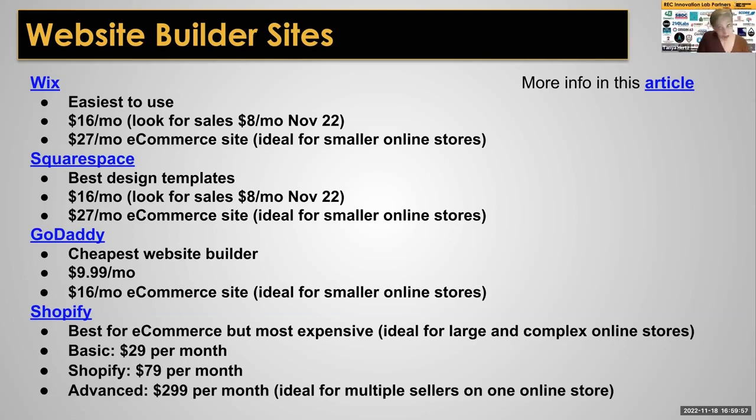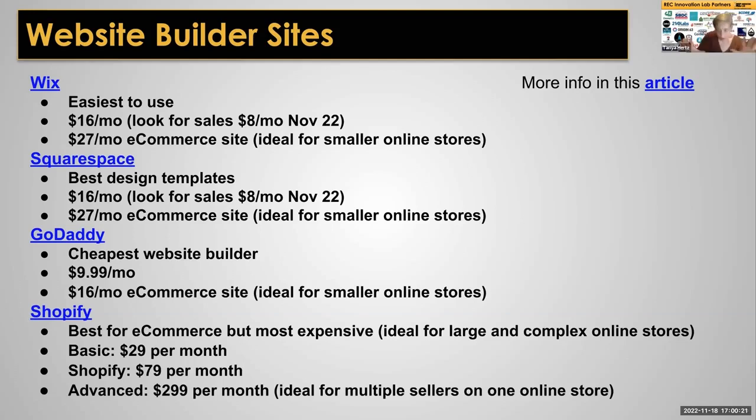Squarespace has the best design templates. It's also about $16 a month. Again, I found sales right now for $8 a month, same price for the e-commerce site. GoDaddy is the cheapest of all 3 of them. It is $9.99 a month. And that includes the web hosting, right? And the design and the web hosting. Their e-commerce site is only $16 a month.